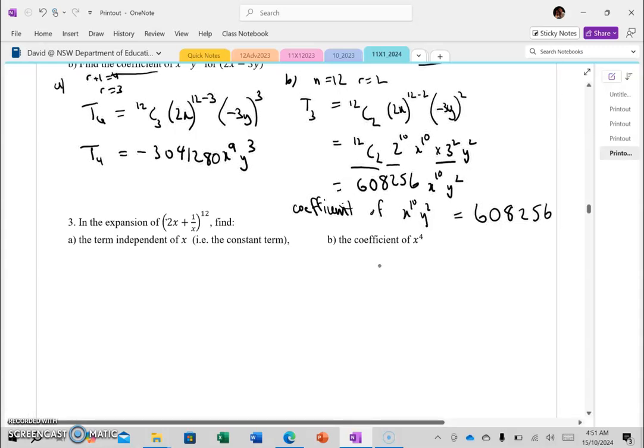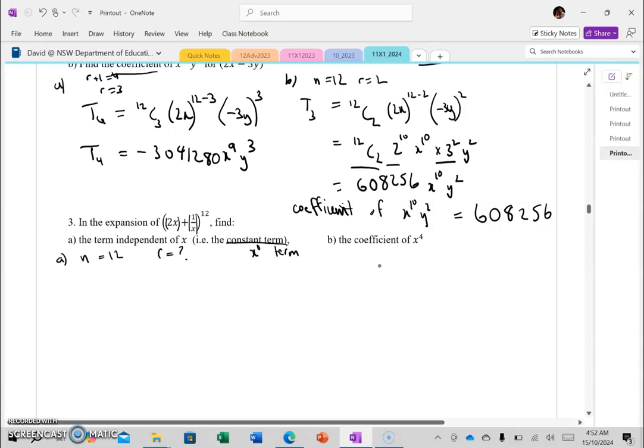So first bit in bracket is 2x, and the y term here is like 1 on x. The n is 12, so I'm going to note what the n is. N is 12. I'm not quite sure what r value to use here yet. It says find the term independent of x. Remember, if it says independent of x, that means the constant term or x to the 0 term.